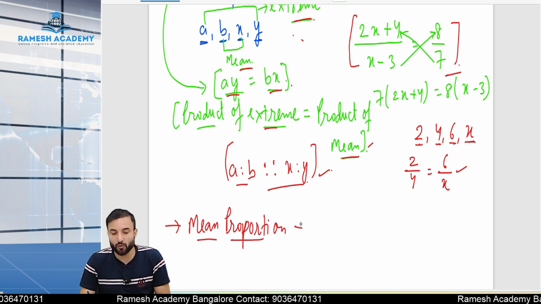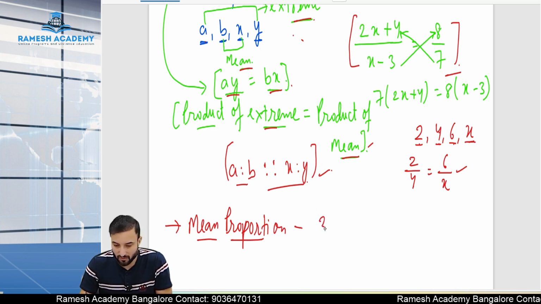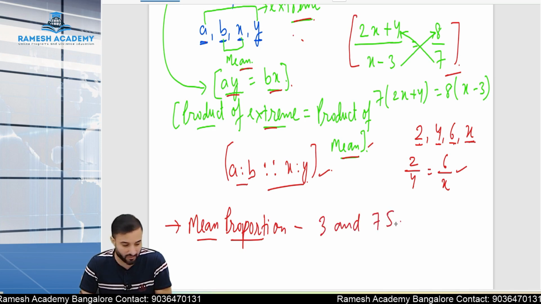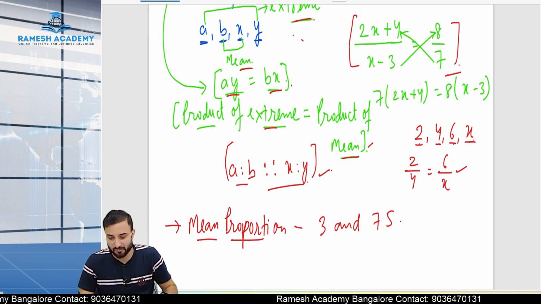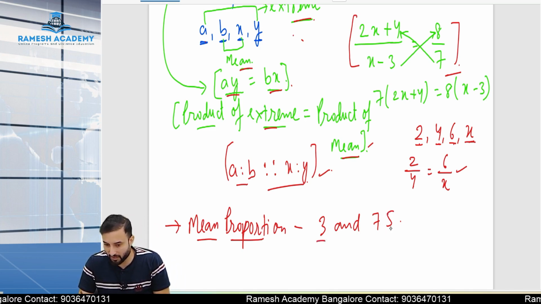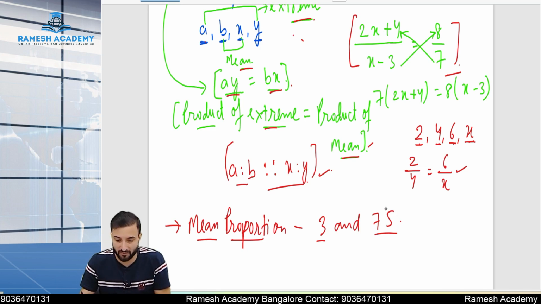See, mean proportion means they will give two values. Suppose they give the values 3 and 75. You have to find the mean proportion for 3 and 75. What do we have to do? We have to find the mean proportion for 3 and 75.